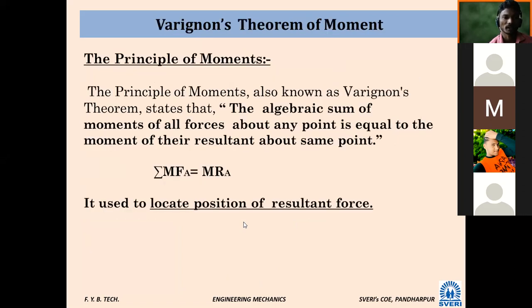Very important point. Next, Varignon theorem. Almost the last point from this chapter. Varignon theorem of moment is famously known as the principle of moments. Very, very important. From this, we are going to solve examples. So what does it tell? At least you can write the statement of this Varignon theorem of moment, famously known as the principle of moments.